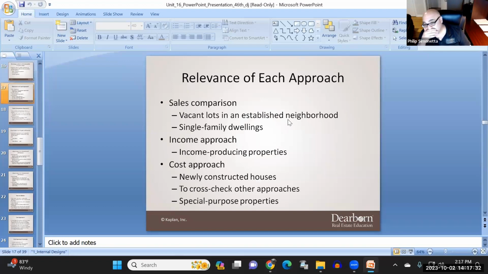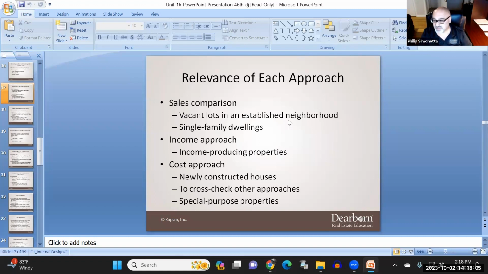So let's look at the relevance of each approach. You have the sales comparison, which is for vacant lots in an established neighborhood of single family dwellings. You take houses that are alike and figure out what they sold for. Income approach is what the rents are being collected on income producing properties. And cost approach is for newly constructed houses, to cross-check other approaches, and for special purpose properties. Like if you're trying to figure out the value of a church, there's no other building like that church, right? You've got to look at the cost approach.